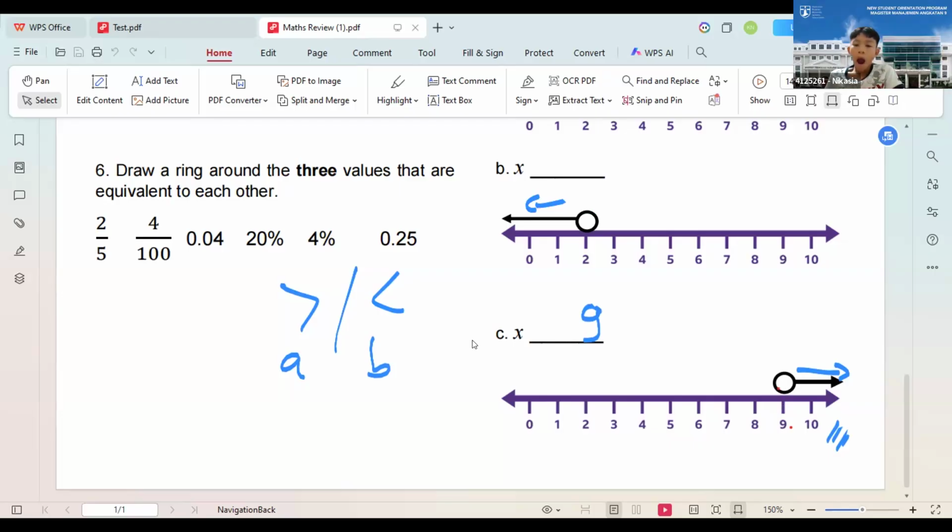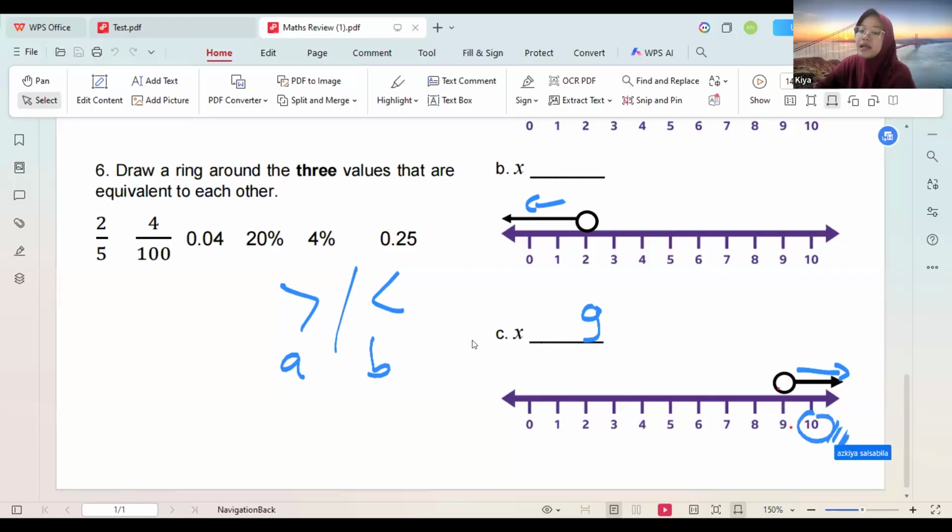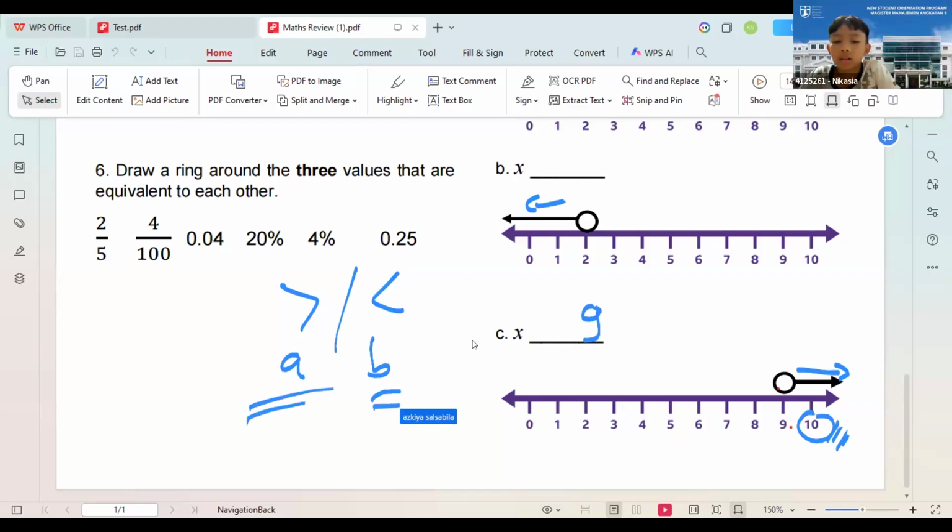Okay, so is 10 greater than 9 or not? Yeah, it's greater than 9. Greater than 9. So what is the sign? Is that A or B? It's B. B, are you sure?